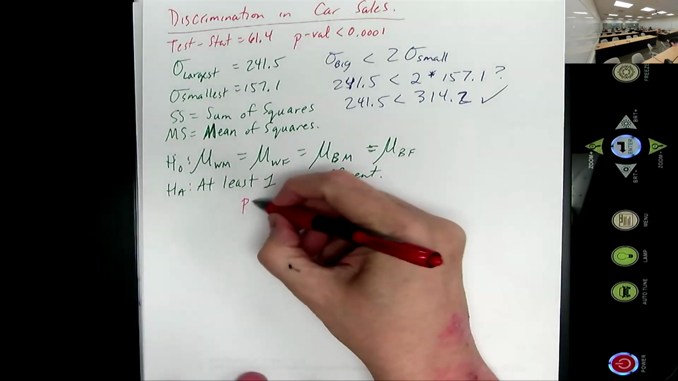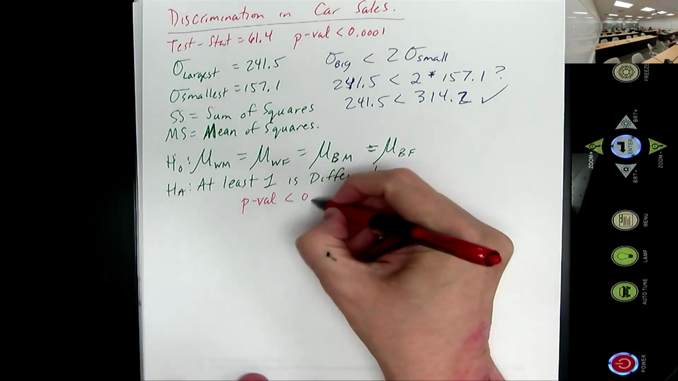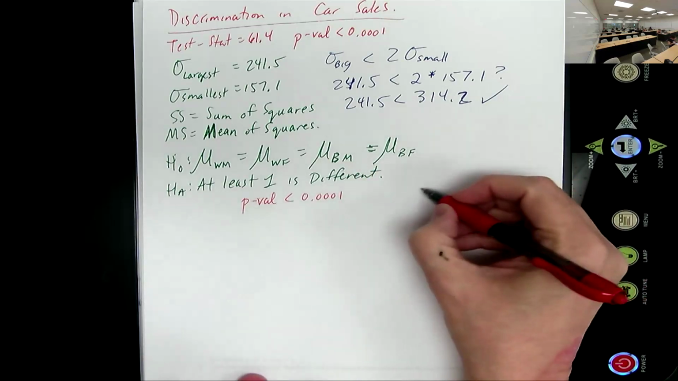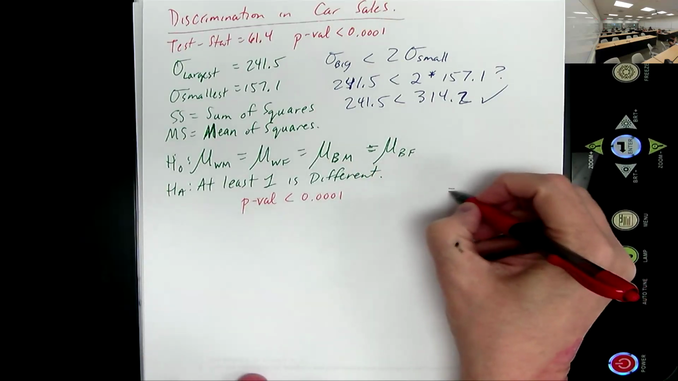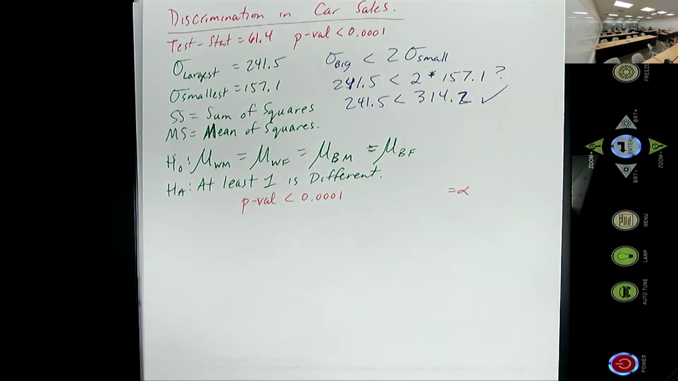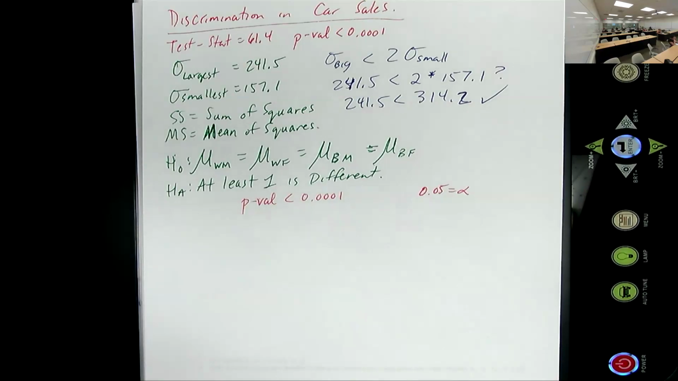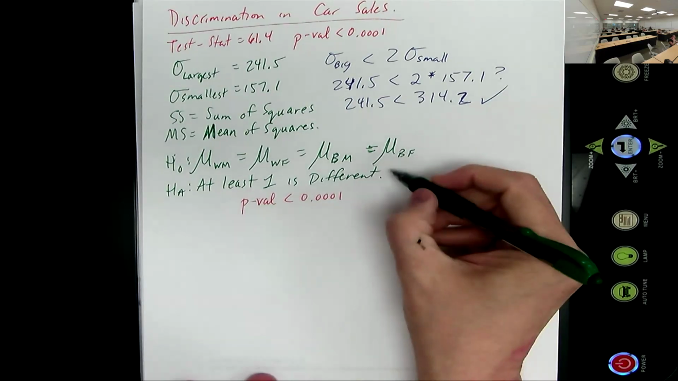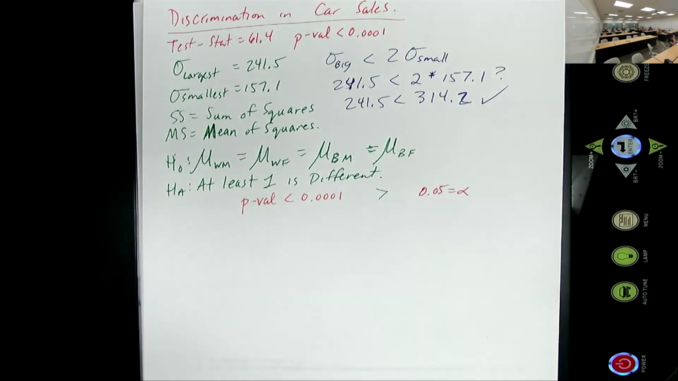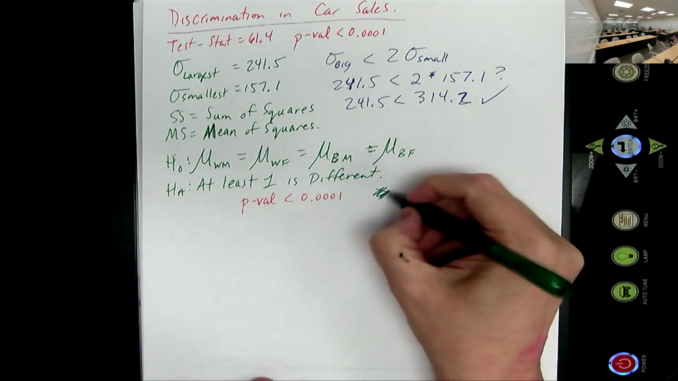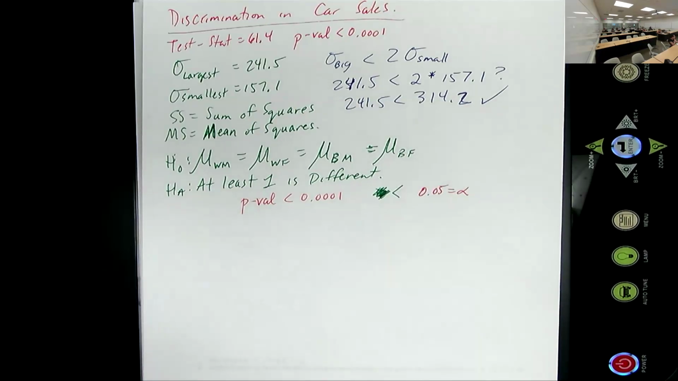Did it give us an alpha? It did, okay. Is the p-value less than or greater than alpha? Greater? Less than. Is it less than? Yes. Are you sure? I heard 2. Sure. Okay, good.